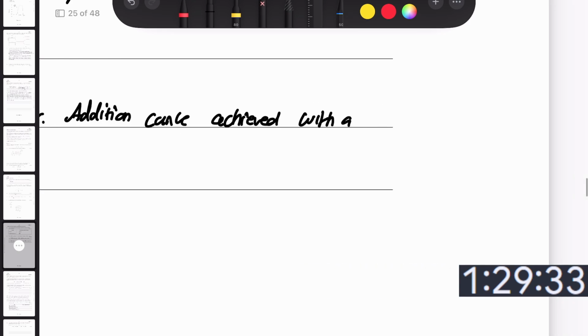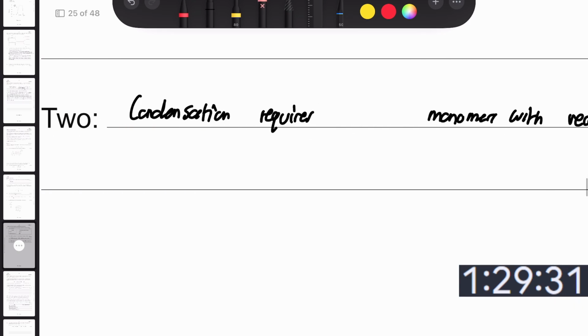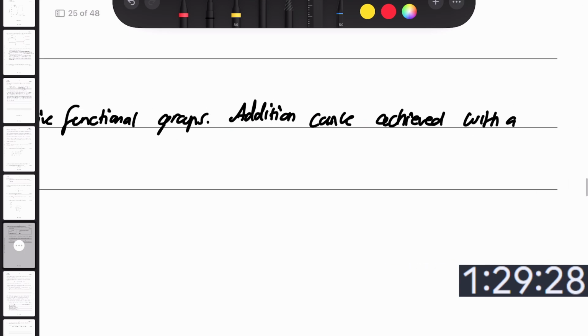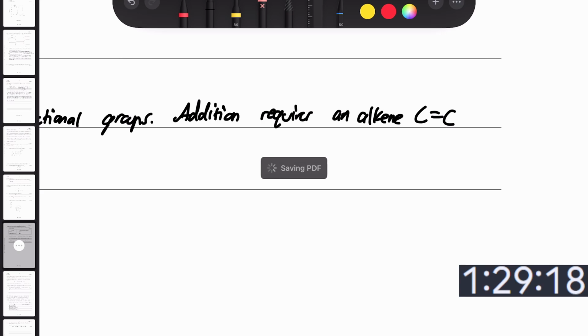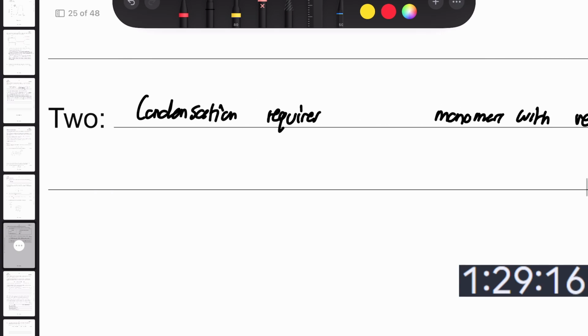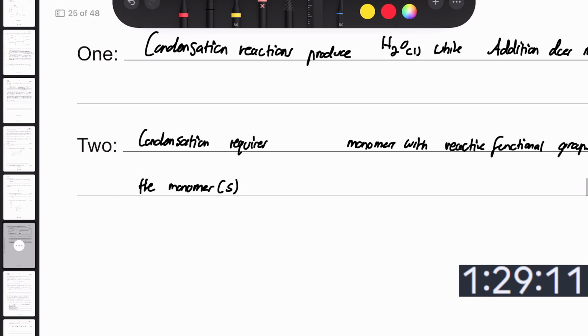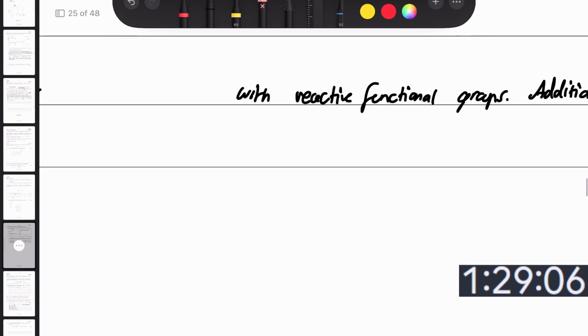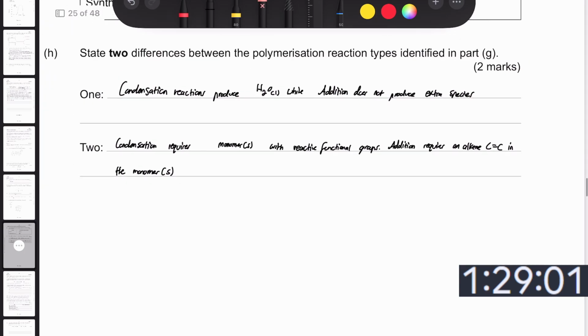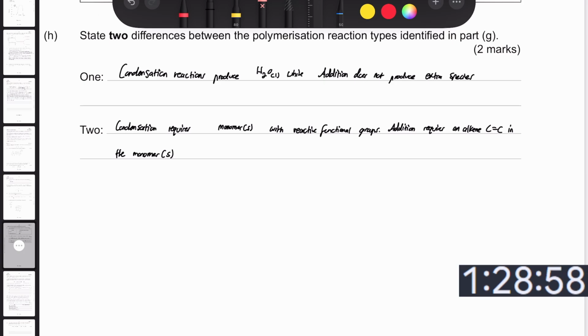Achieved with monomers. And I'll say addition requires an alkene C double bond in the monomers. Monomer(s) with reactive functional groups, then for addition you'll need alkene.